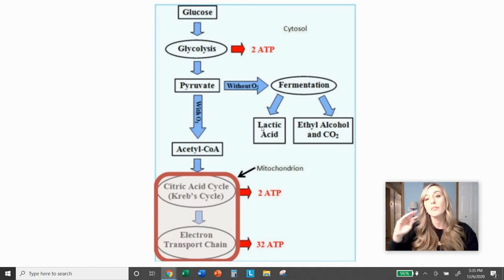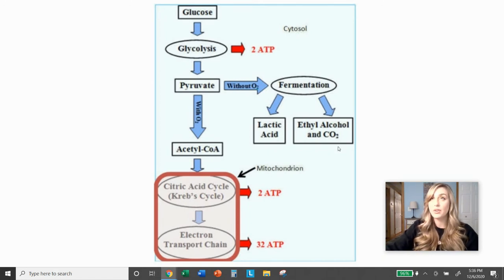If we're talking about bacteria or some plants, they're going to be able to do fermentation and create ethyl alcohol, which we utilize for many fun things, from baking to dairy production to wine, spirits, beer. And one byproduct of that process is CO2.